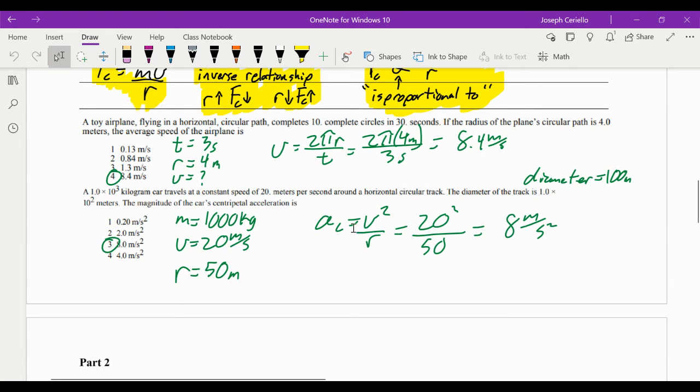Now, be very careful. We're given the velocity or the speed, 20 meters per second, but we're given the diameter of the track of 100 meters. Make sure you divide that by 2 and put it in for the radius. That'd be 50. And we get 8 meters per second squared.